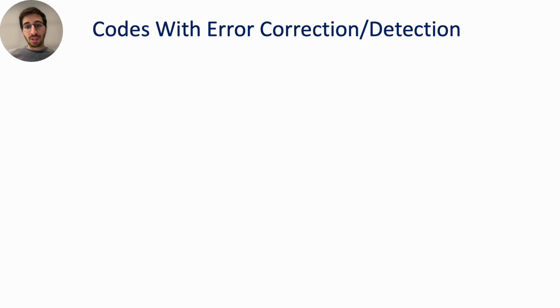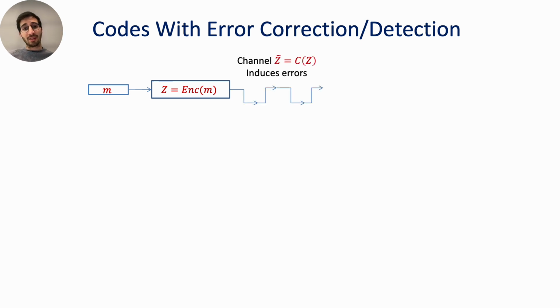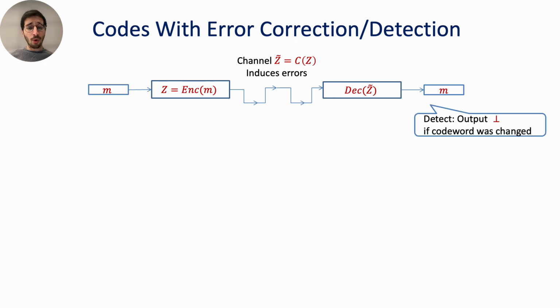Now, the setup we should keep in mind is that we have some message M. We wish to send this message through some noisy channel, and to do so, we're going to first encode this message using some encoding function, adding redundancy into the message. So hopefully now when we send it through this noisy channel that induces some errors, the other party can apply a decoding algorithm on this damaged code word and hopefully recover the original message, or output bottom in case of error detection.